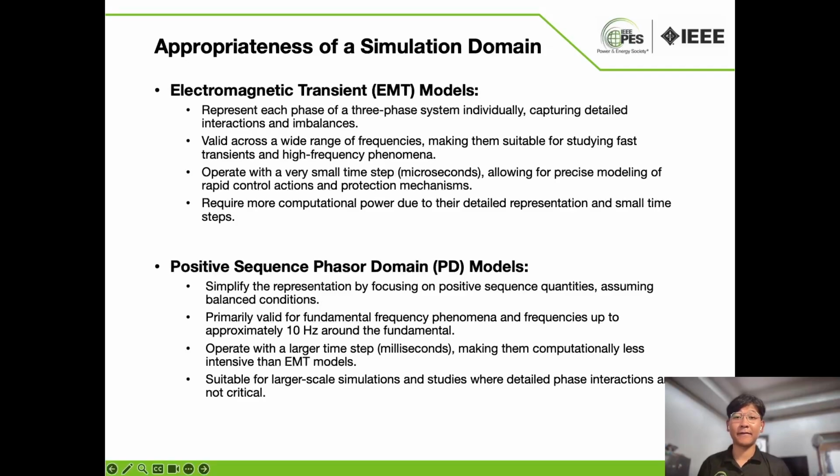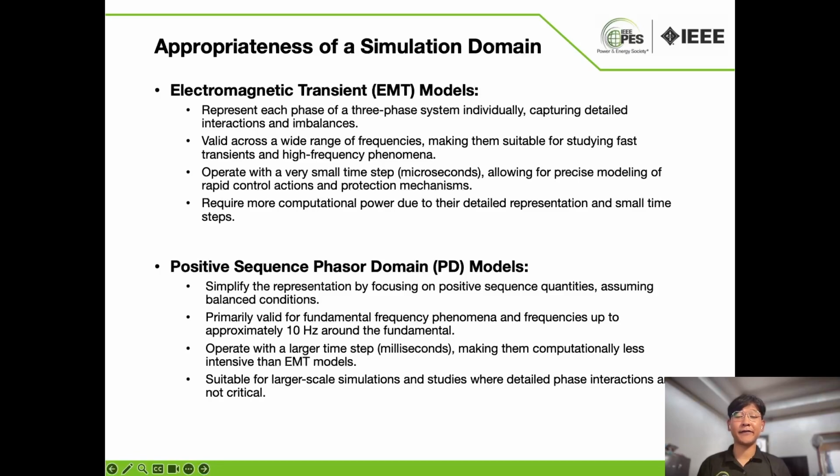The appropriateness of a simulation domain. EMT models represent each phase of a three-phase system individually, capturing detailed interactions and imbalance. They vary according to varying frequency, making them suitable for studying fast transients and high-frequency phenomena. They operate with a very small time step, allowing for precise modeling of rapid control actions and protection mechanisms. They require more computational power due to their detailed representation and small time steps.